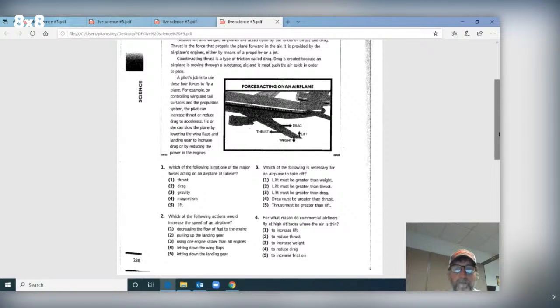Okay. And if you wanted to eliminate the others, for number 5, you would never want to increase friction. Friction is going to slow you down. Okay, so we will cross that one out. To increase weight, number 3, that doesn't really make any sense, because the weight of the plane is going to be the same whether you're flying low or high, so it has nothing to do with the weight.